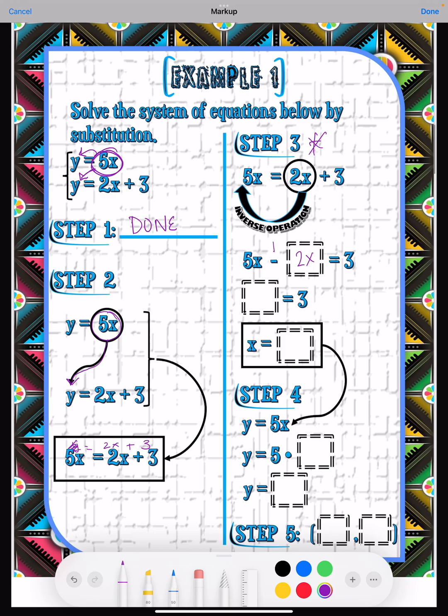They've got the minus already here. 5x minus 2x is 3x. Meaning when I divide by 3, I'm going to get x equals 1. So there's half my answer. Down here in step 5, I'm going to go ahead and fill in that x is 1.